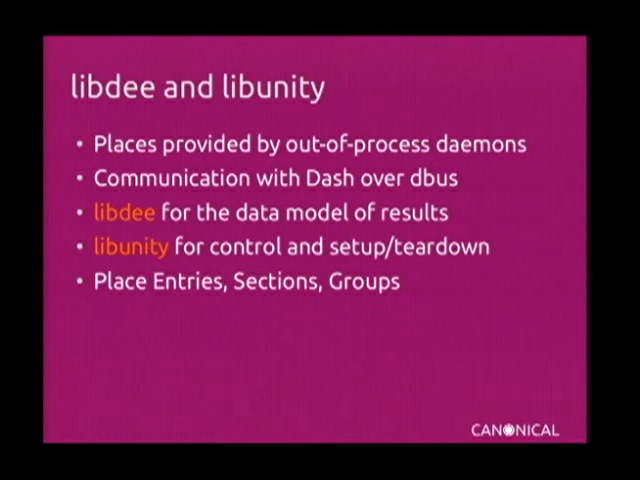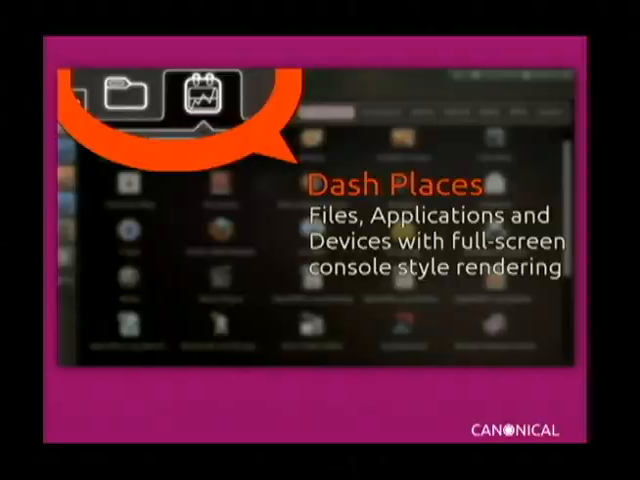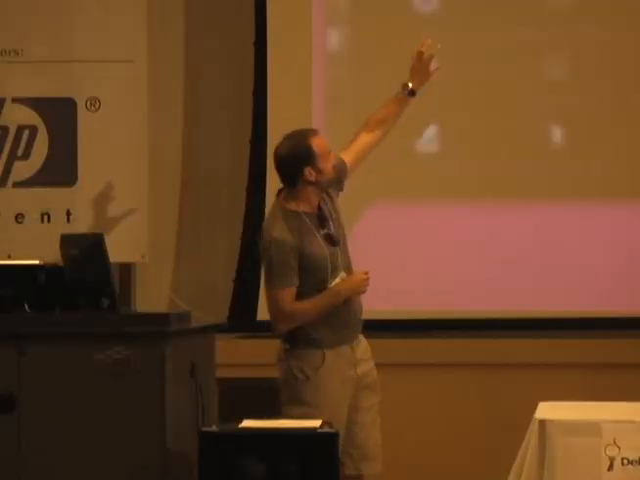There's a library there called libdee. Libdee basically defines the data model of what can be rendered. And then libunity is kind of a command set up and tear down library. So if you want to put your own content into the dash, then you create your own daemon that talks to it. It uses libunity to register itself, and then it uses libdee to publish the data that it wants rendered. You can also plug custom renderers into the dash itself, so they will take the data off Dbus and then render it in an appropriate way.